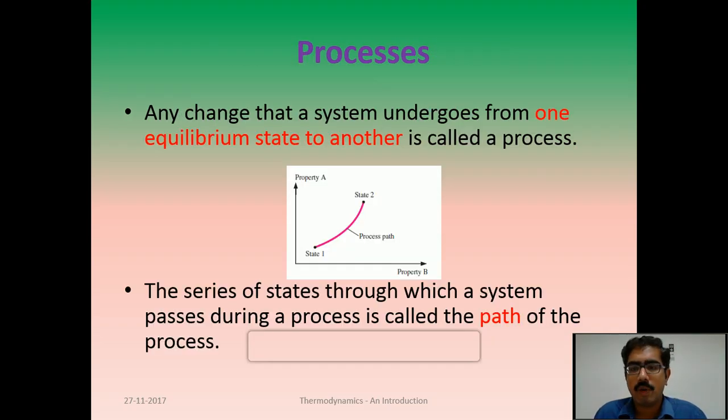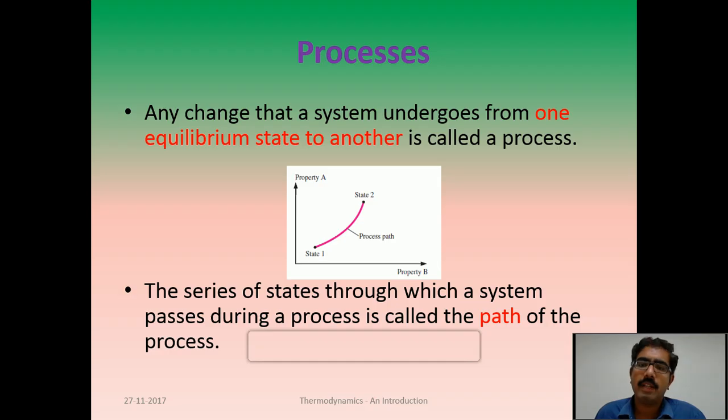Next one is a process. We are having one equilibrium state 1. It follows a certain process and attains the next equilibrium state 2. Okay, so whenever a system goes from one equilibrium state to another equilibrium state, then we can call it a process. We are having various types of process, like a constant volume process, constant temperature process, constant pressure process, isentropic process. So these processes are available.